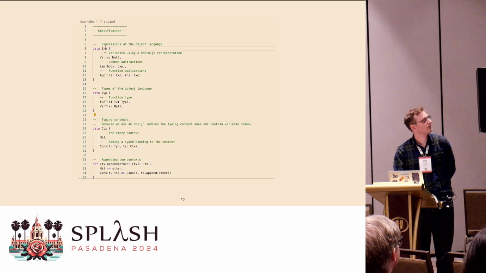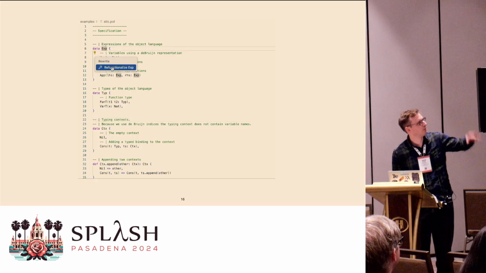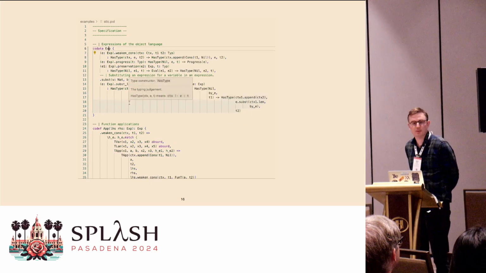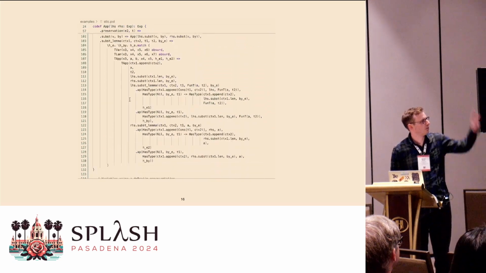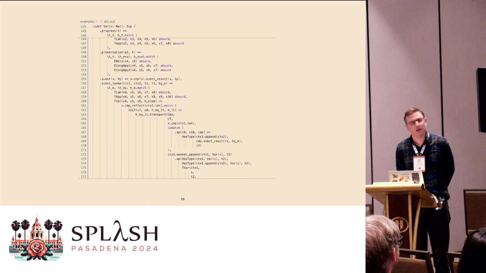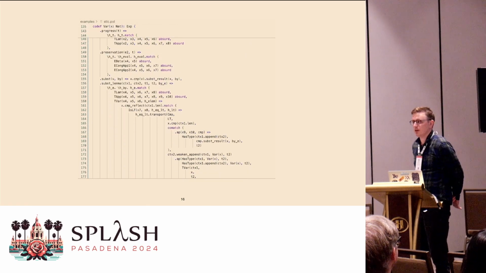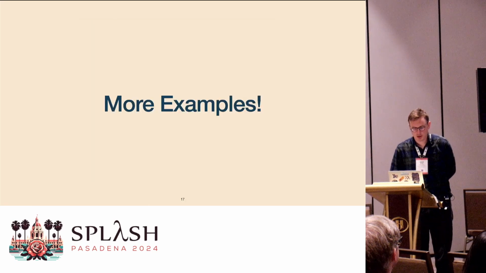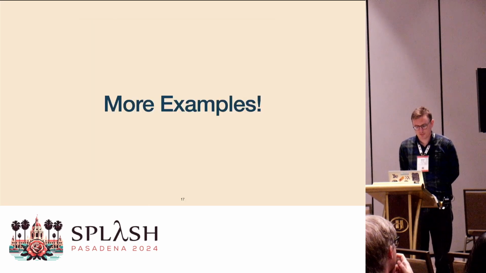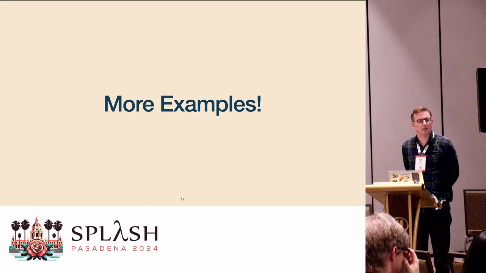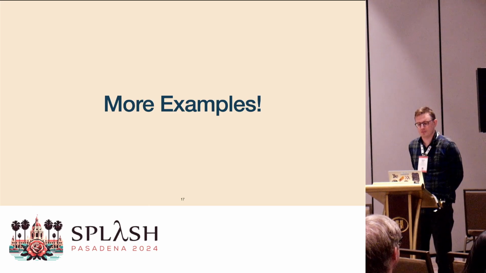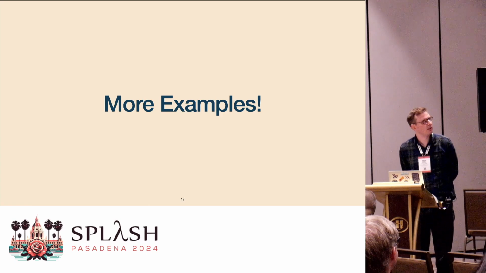So here you can see that this is a complete proof of type soundness for the simply typed lambda calculus. And the proof is like 500 lines long. And you can transform the entire proof by the click of a button. So to give you some more examples, which show that these kind of symmetric data and co-data types are really essential.